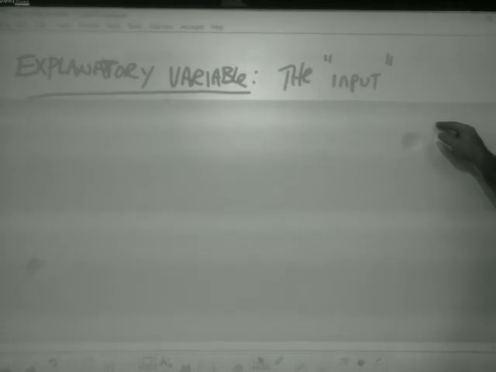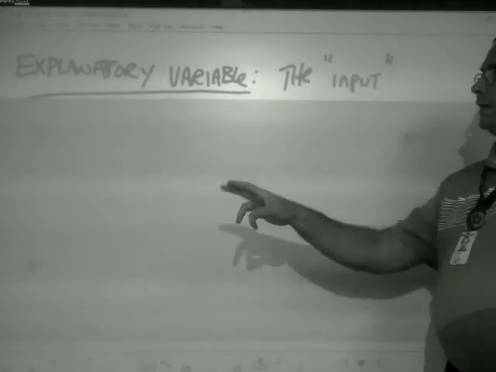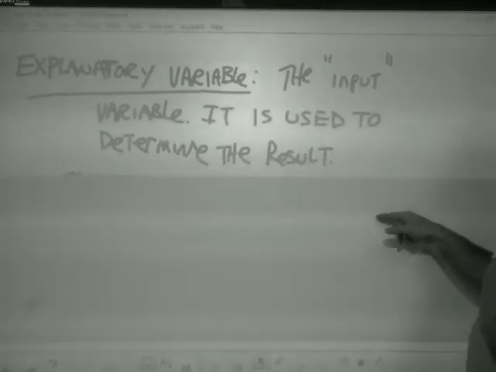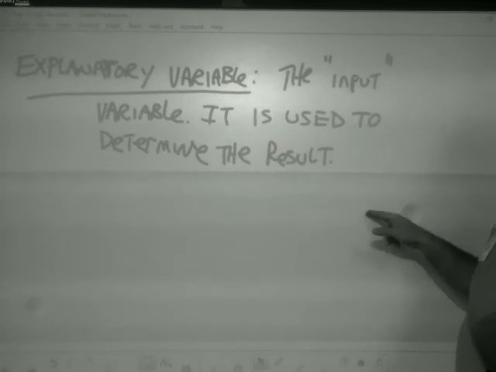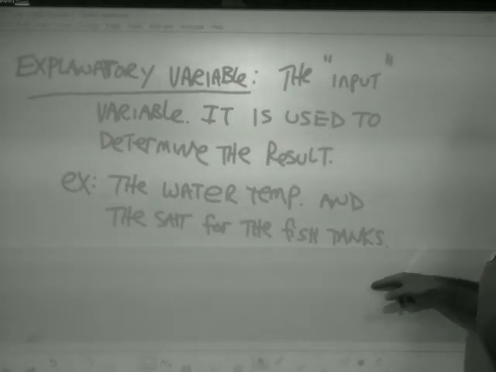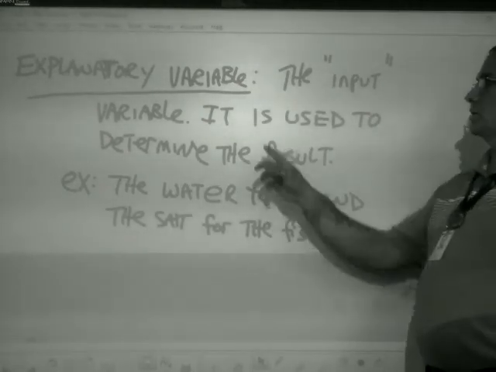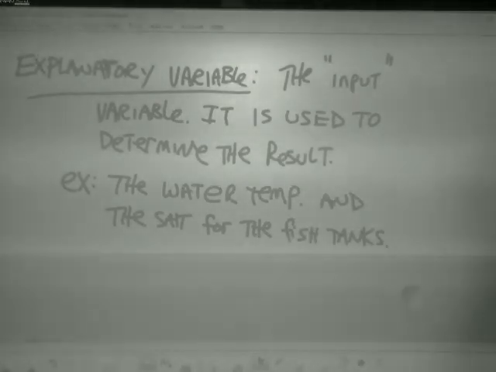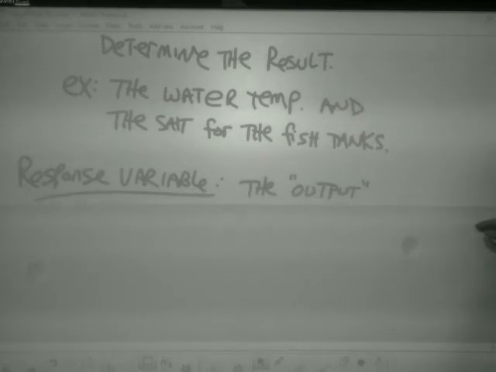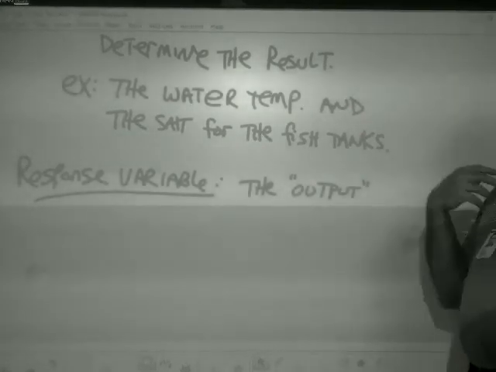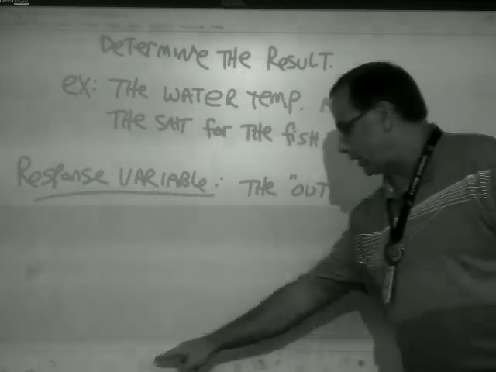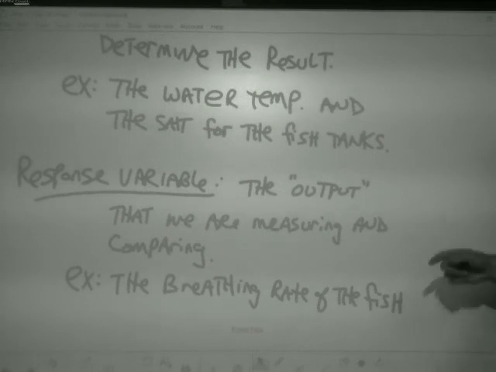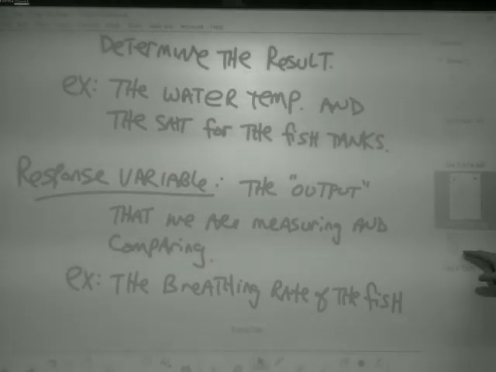Explanatory variable is the input. It's what we're putting in. It's the factor. It is used to determine the result we get. So, like the water temperature and the salt for the fish tanks would have been the explanatory. It's our input. It's what we're doing to the subject. The response variable is the output. It is what we're measuring or what we're recording. And in this case, it would have been the breathing rate of the fish.